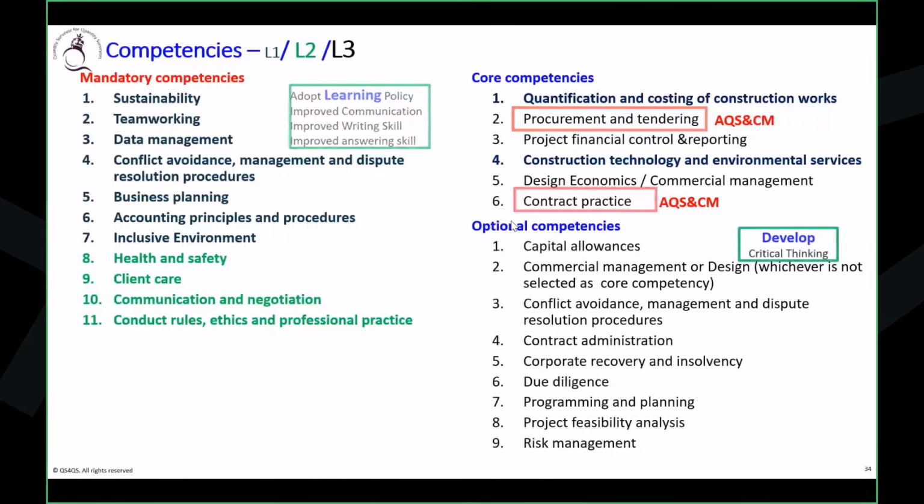So that is the reason we are going to spend around 8 months to learn. These 6 core competencies are very tough. Quantification and costing, and construction technology, are very big subjects. Let me tell you one by one.